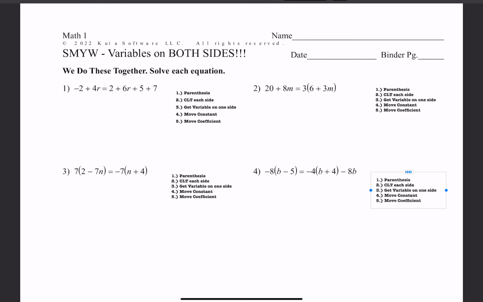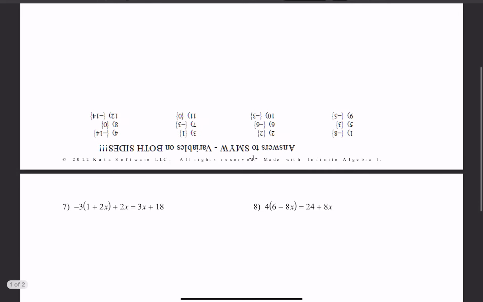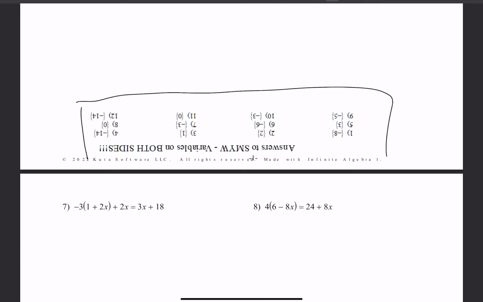All right, so this is "show me your work, variables on both sides." We're going to do these first four together. The rest of them you will do totally on your own, but the answer key is below right here for you. So you just got to show your work on how to get these answers, okay?